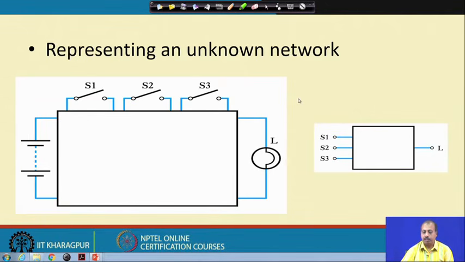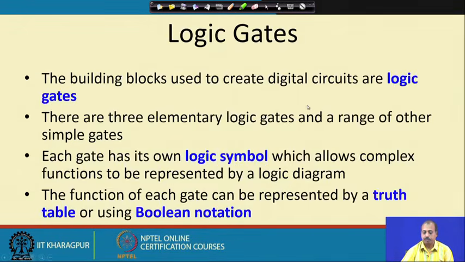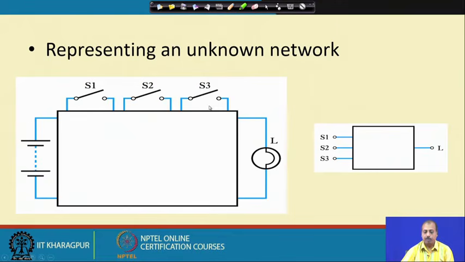Now, how do we find out the exact operation? For that, we need to apply different combinations and see whether the light glows or not. Suppose only when we connect S1, S2, S3 all in closed position, the light glows. That means only when S1, S2, S3 are all 1, L will be equal to 1. So, it is an AND of 3 variables.